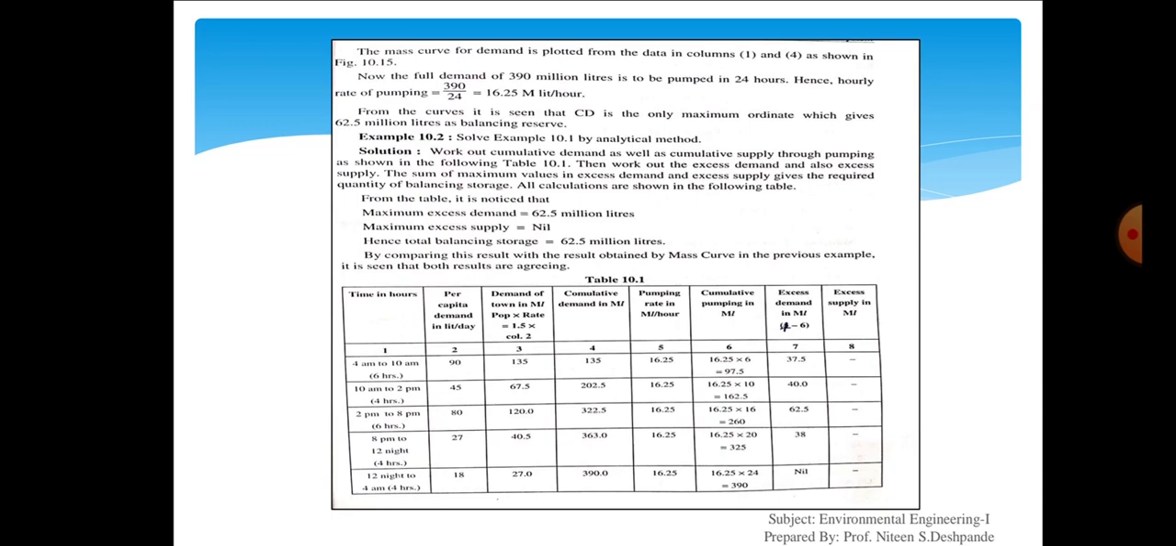Okay, so on the basis of this information we have to plot a graph of the pumping graph, and we have to find the ordinate. When you will get the ordinate, see the distance in the y axis, it is approximately equal to 62.5 million liters, which is nothing but the answer, that is the balancing reserve which needs to be stored as a balancing storage. Okay. Now the same numerical we have to solve by the analytical method.